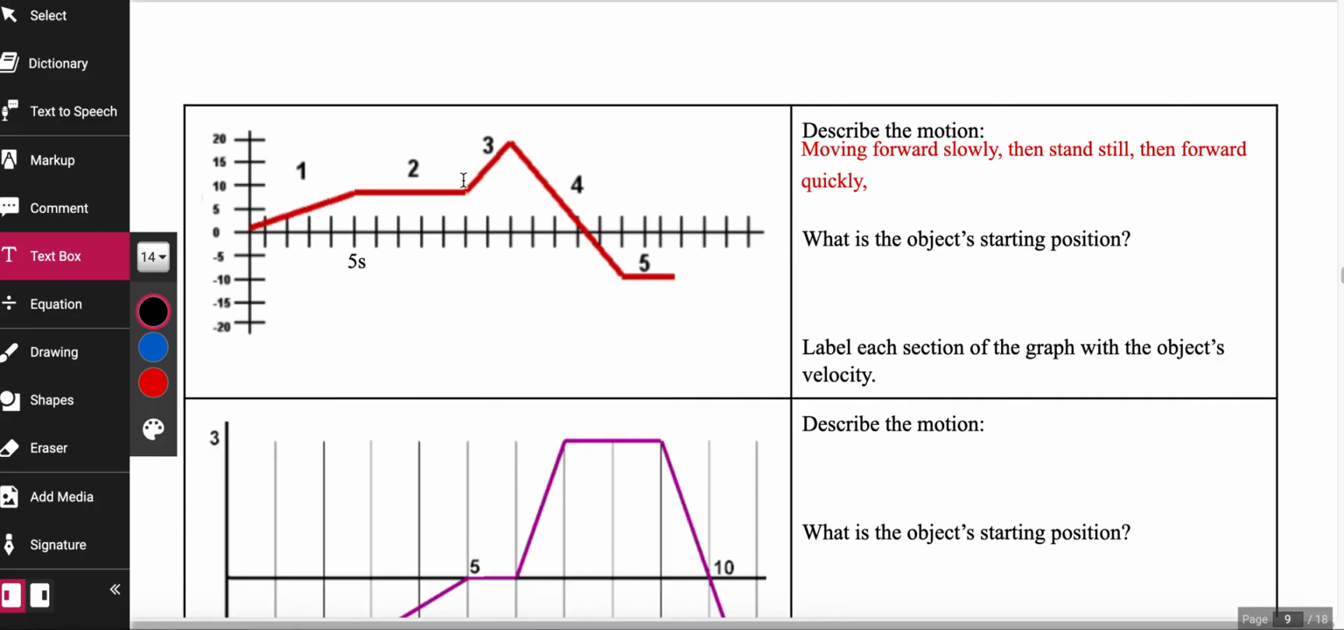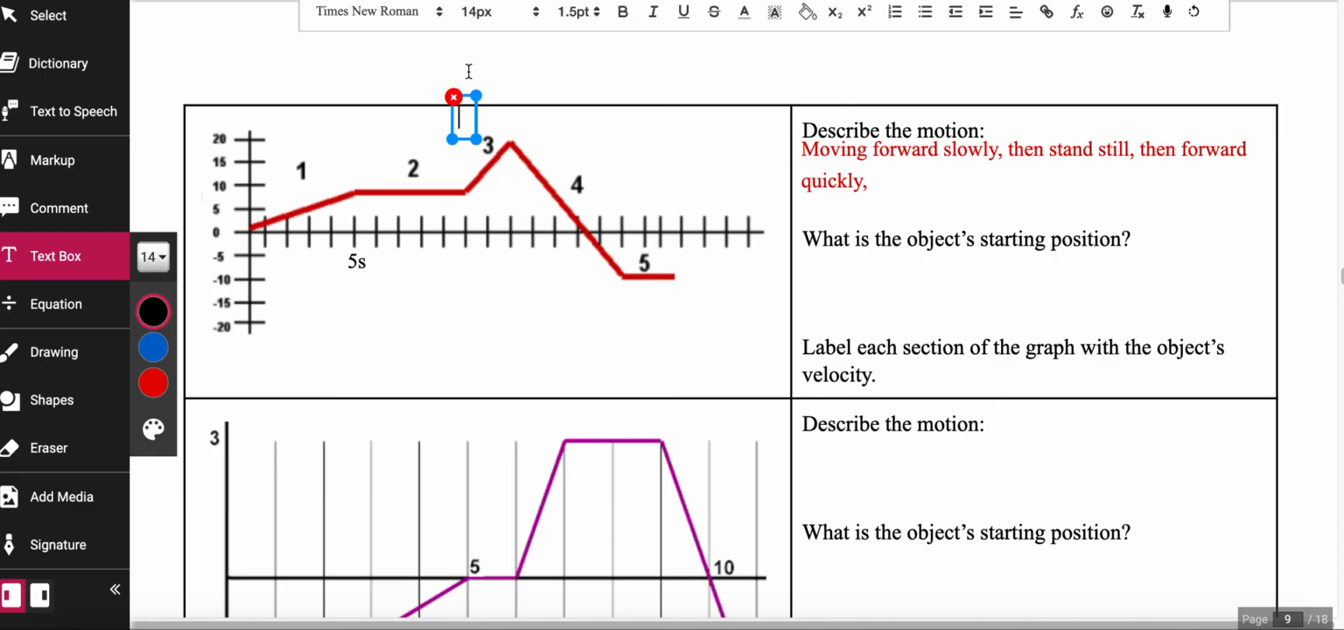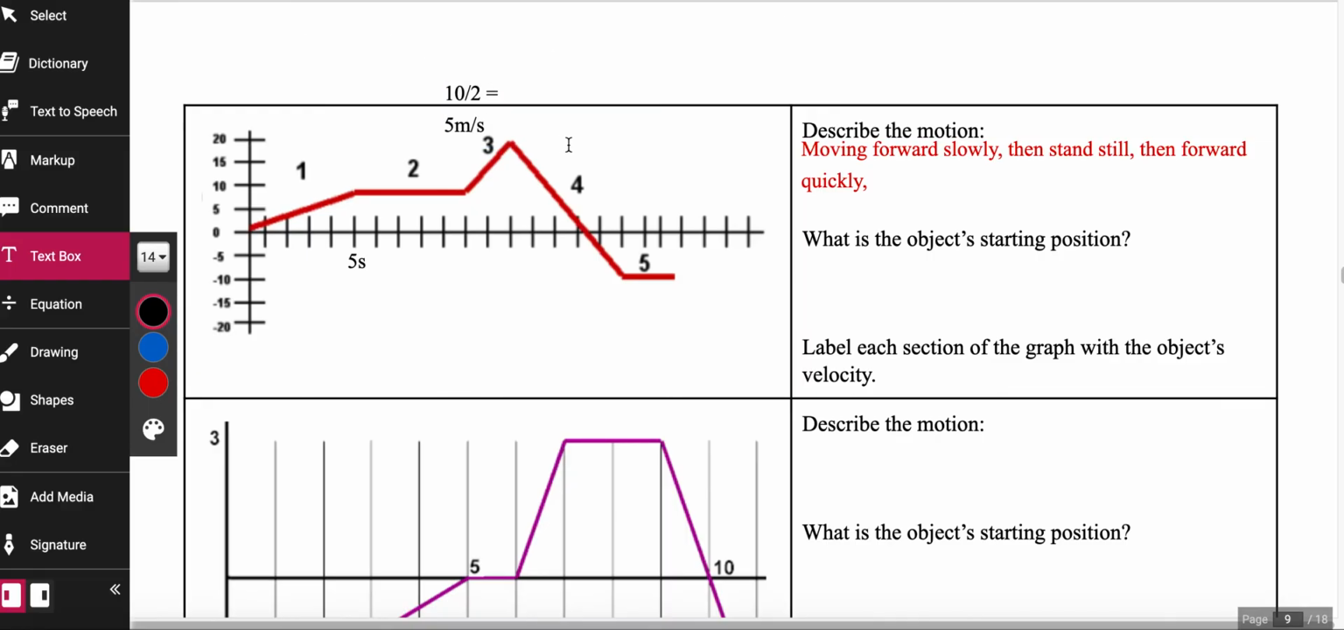Okay. So I'm just going to figure out number 3 and number 4 really quickly, and then I'll go back and do the others. So number 3, we have a rise of 10, because we're going from 10 to 20, and then we have a run of 1, 2. Okay, so for number 3, it's 10 divided by 2, so we have 5 meters per second.